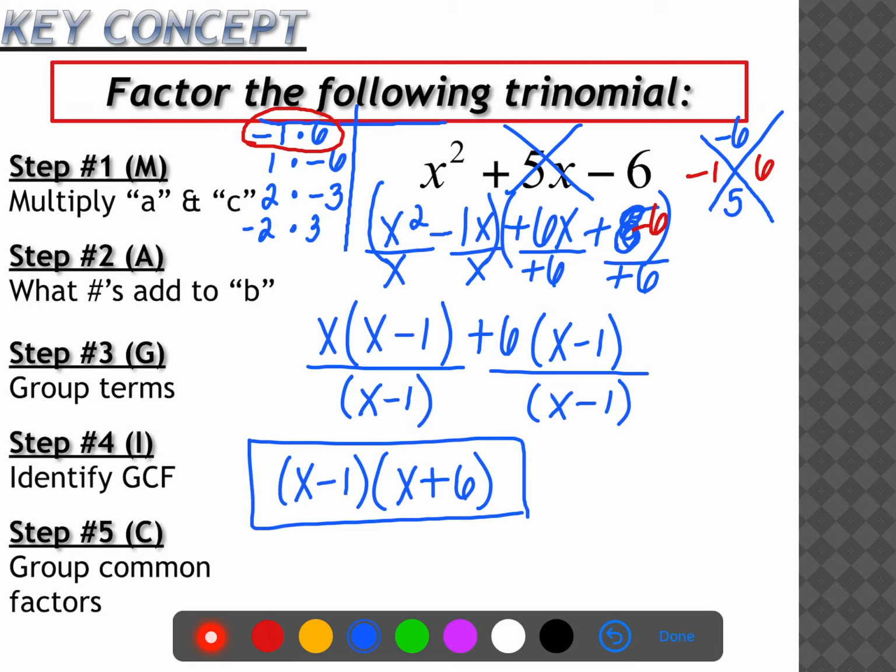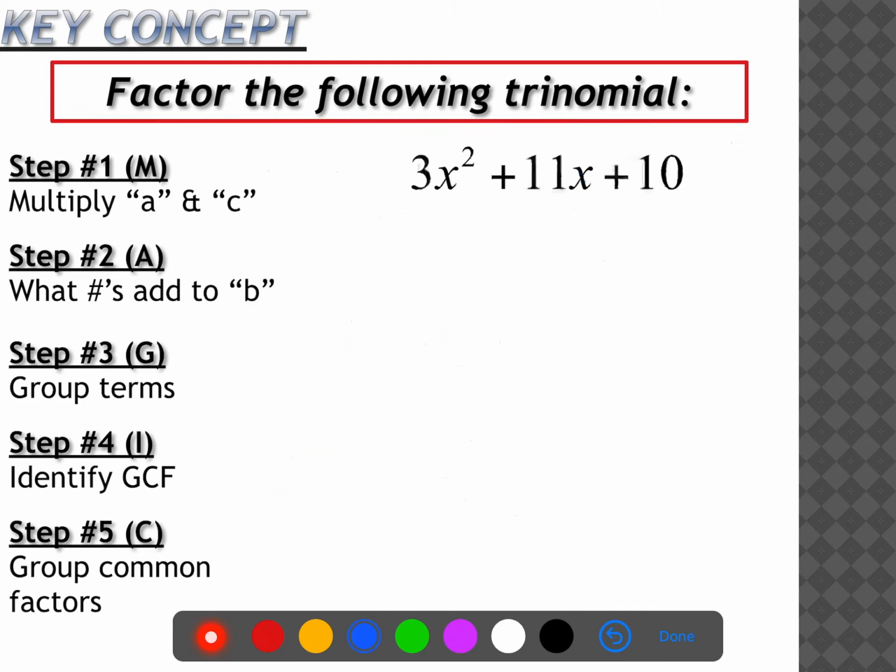So it does become a little bit more tricky when one of the values in your big X is a negative. You have a couple more options for your factors, but the process stays the same. Okay? And the more of these problems that you do, the better you will get at identifying what those two numbers are supposed to be.